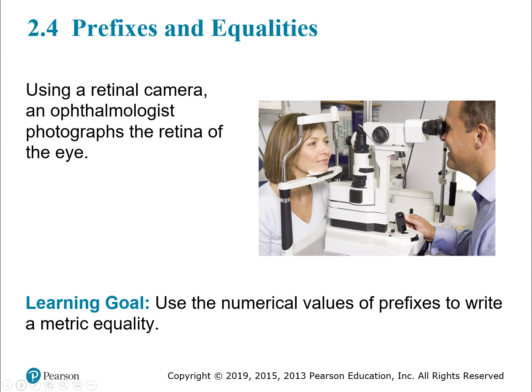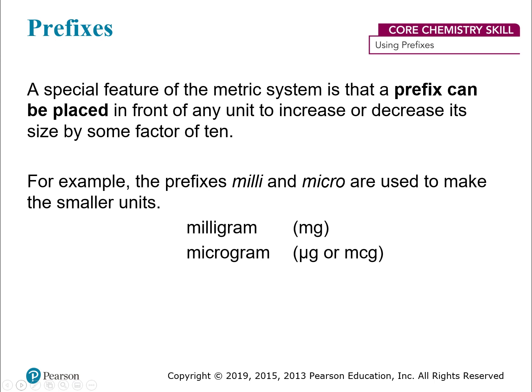All right, prefixes and equalities. Now we're getting to the good stuff. We're going to talk about the metric system here. We use prefixes in front of a unit to increase or decrease its size by a factor of 10. Some factor of 10. It doesn't have to be one factor of 10. So examples would be milligram or a microgram. You've certainly seen those if you've ever taken prescription medication, or you've taken an ibuprofen or aspirin or something like that over the counter. You'll see something about the number of milligrams or the number of micrograms of active ingredient.